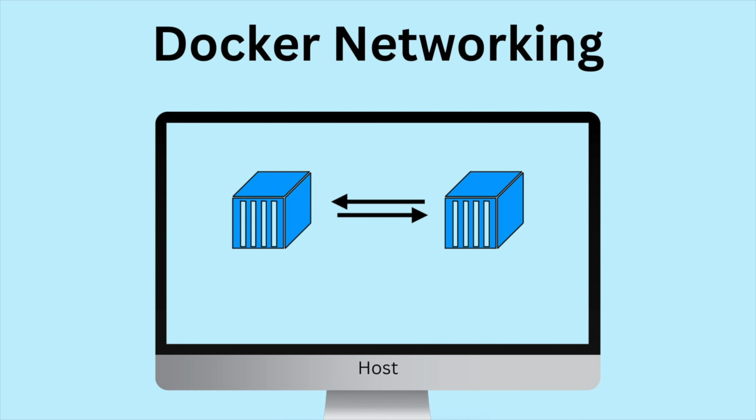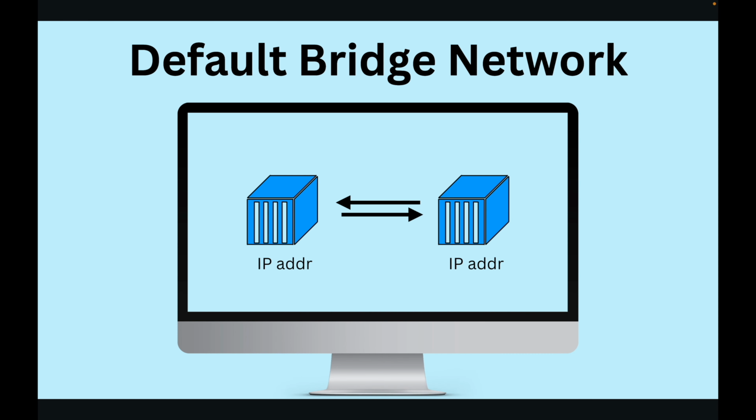There are several different types of Docker network. The first one is the bridge network. In Docker, we have this default network which is called a bridge network that enables communication between the containers from the same host. Whenever a container is started with the default bridge network, it gets a unique IP address and it can communicate with other containers on the same network using the IP address.